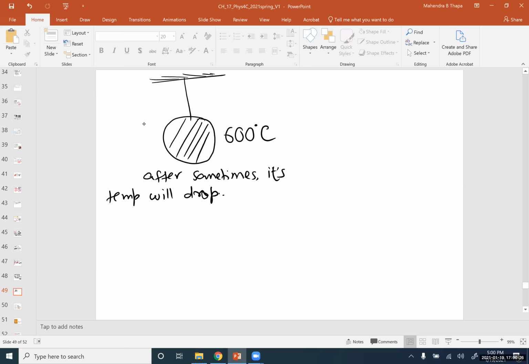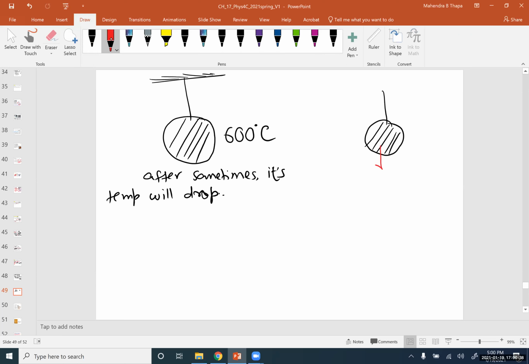So in reality, this ball, if at higher temperature, is doing two jobs together: giving heat, and at the same time also taking heat. It is taking less heat if the outside temperature is low. Say, for example, room temperature is 25 degrees Celsius. This is room temperature, and this is the temperature of the ball. So it will lose more heat.